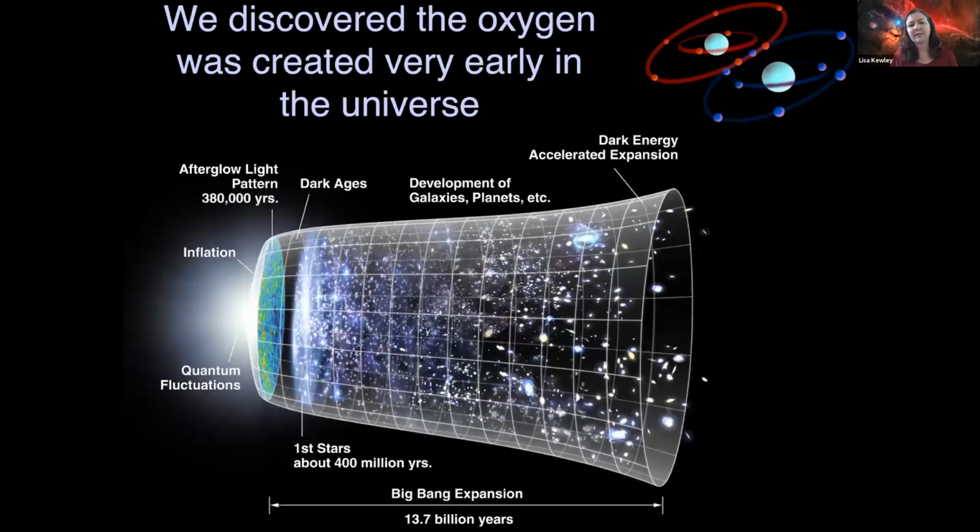What we discovered was that almost all the oxygen atoms in the universe were actually created very, very early on. Right after the Dark Ages, the first stars formed, and then the first galaxies formed. That's about 400 to 600 million years after the Big Bang, and that's when we think most of the oxygen in the universe formed. When I looked at oxygen in galaxies using this gravitational lensing method, that's what we found.